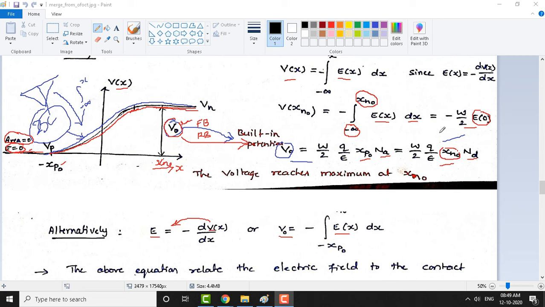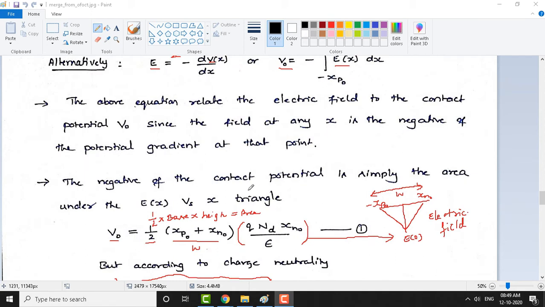Okay, welcome back to everyone. So today's class we are going to cover representation of Xp naught, Xn naught in terms of depletion width.